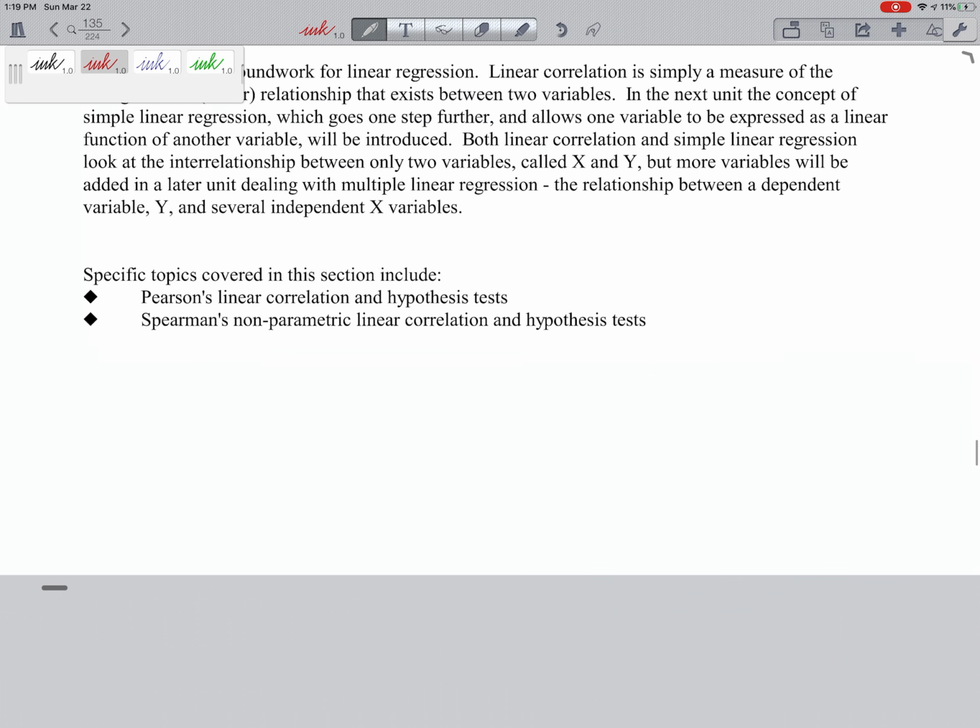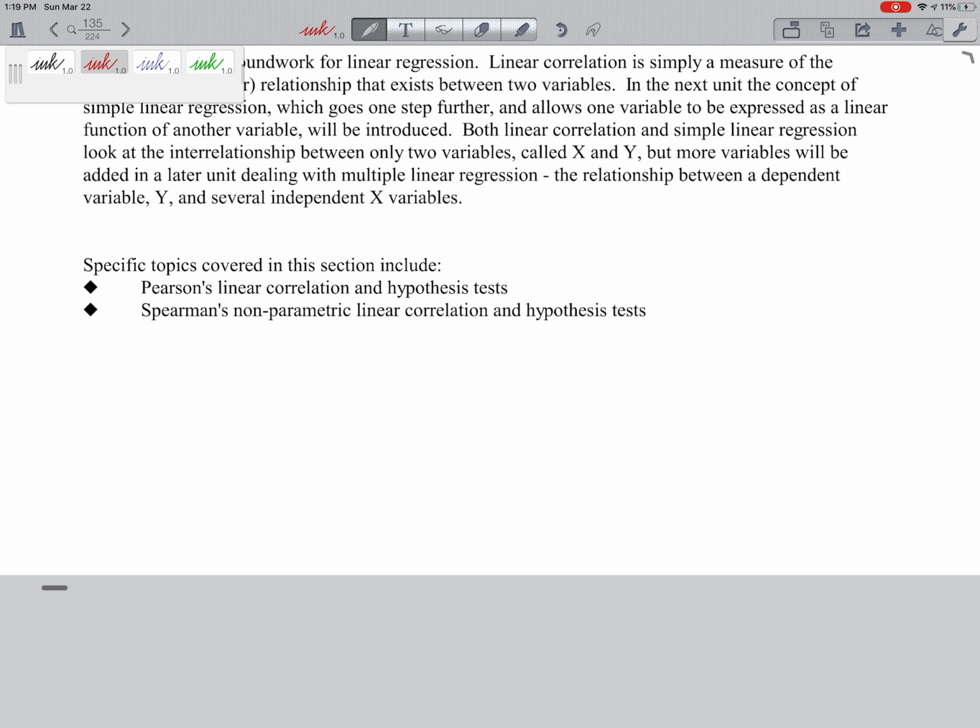correlation. We'll be looking at two specific tests in this unit, we'll be looking at something called the Pearson's linear correlation. And that's the standard one. That's where you've got two interval scale variables and that the condition of normality holds. However, if normality fails for one or both of the variables, or if one or both of the variables are ordinal in nature, then we would be using a Spearman's non-parametric test.